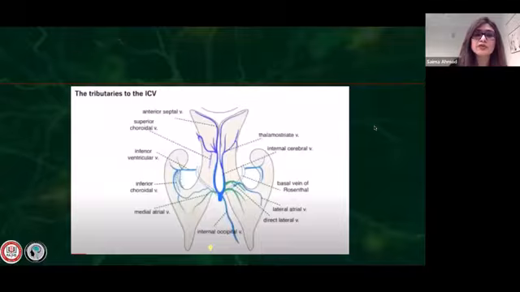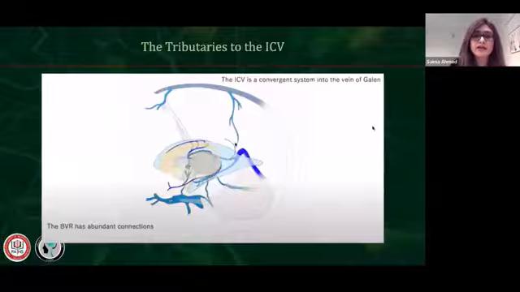So these are the tributaries of the ICV. You need not remember this because you will forget it the next day. So again, the point is this, I repeat: this is internal cerebral vein, and this is the basal vein of Rosenthal, and they form here the vein of Galen, and then they end up into the straight sinus. So the basal vein of Rosenthal has a connection with the cavernous sinus as well.